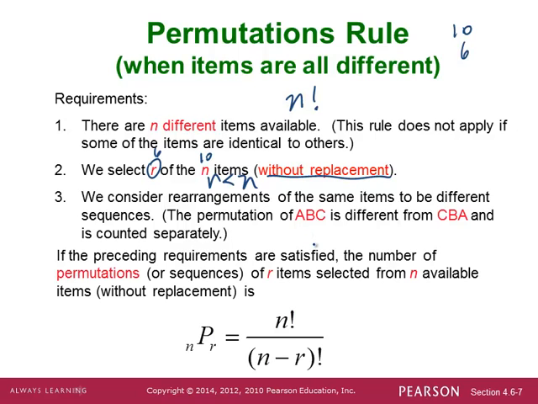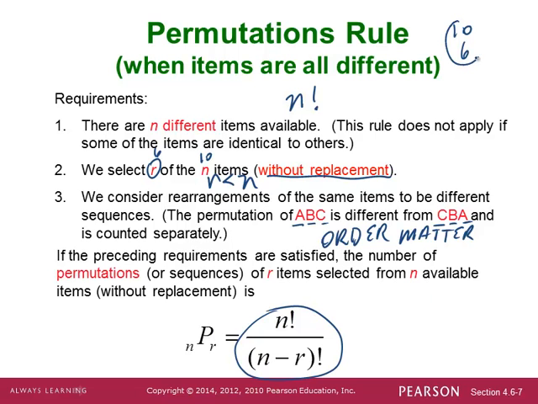And order matters. If you have book A, book B, book C on the shelf, that's a different arrangement than book C, book B, book A. Order matters. When you have the same items but in a different ordering, then that's a different permutation. And it turns out that the number of permutations of r items taken from n items available is given by this.